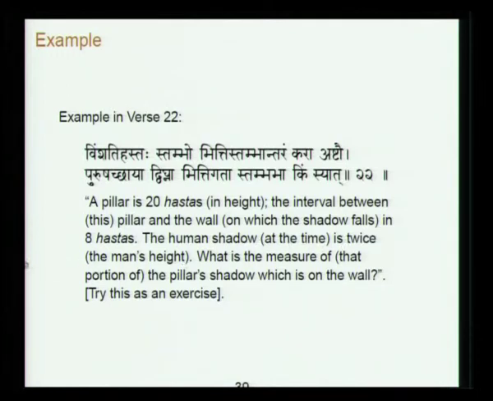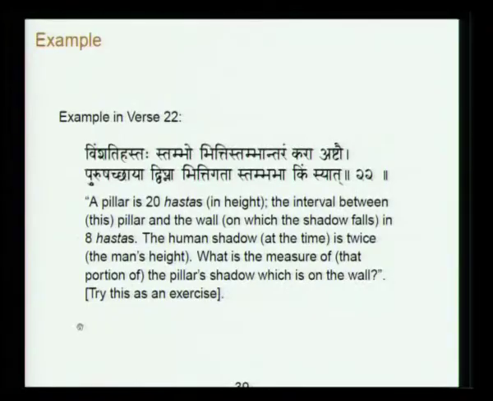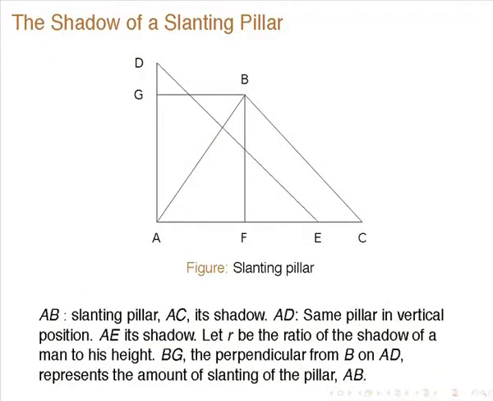So that is where this b is given. The human shadow at that time is twice the man's height, so the b is given here essentially. What is the measure of that portion of the pillar shadow which is on the wall? This can be tried as an exercise.